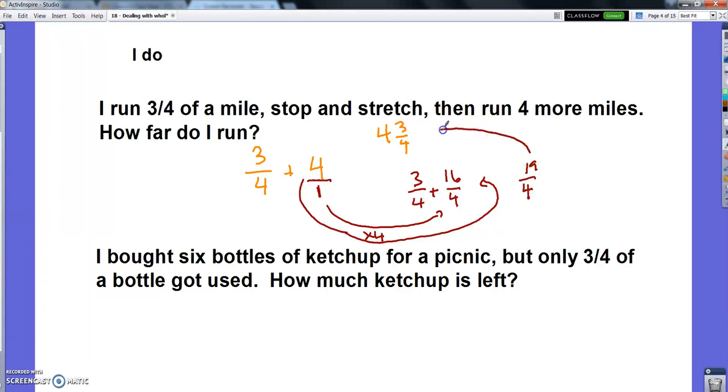And guess what that is? That's 4 3/4. You don't really need to go through all that. I just want to show you that the math kind of works. Same thing with subtraction here.